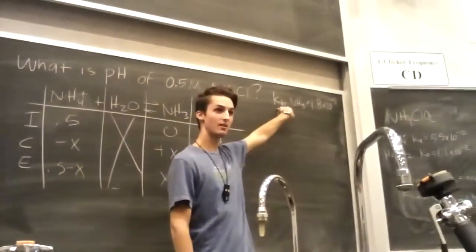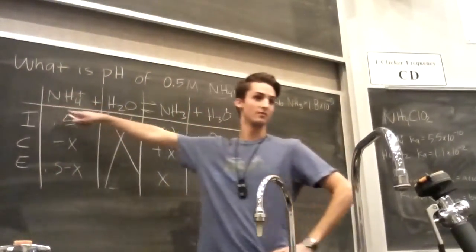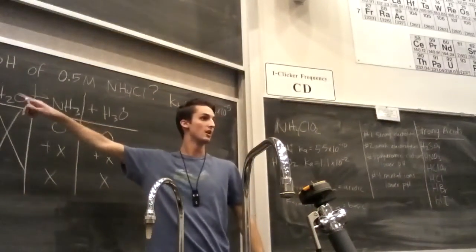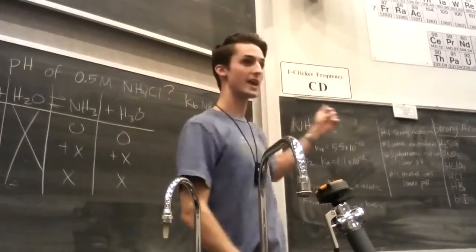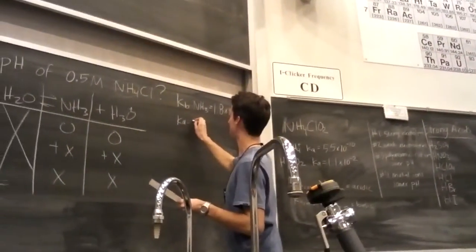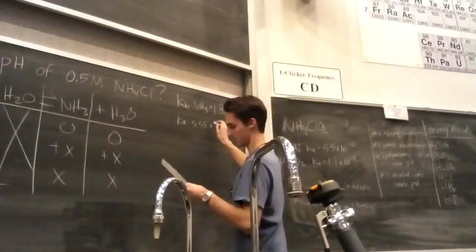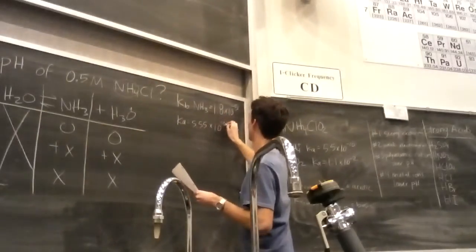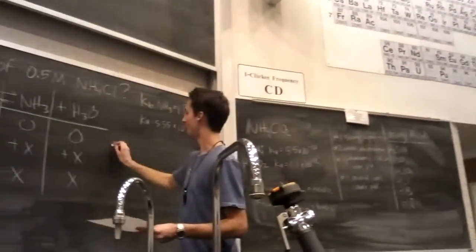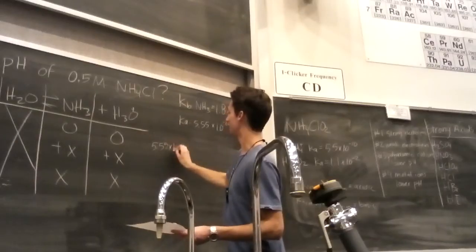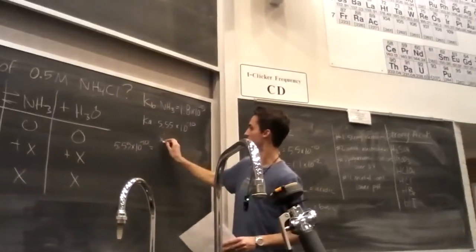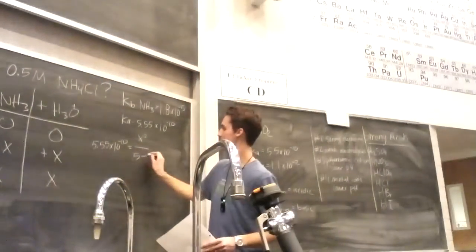I was given a Kb, but I have an acid. Okay? You can never use a Kb if you have an expression where you have an acid. So the first thing I need to do is convert my Kb to a Ka. And when I do that, I get Ka equals 5.55 times 10 to the negative 10. Okay? So now I'm going to set up my expression. I have 5.55 times 10 to the negative 10 equals products over reactants, X squared over 0.5 minus X.